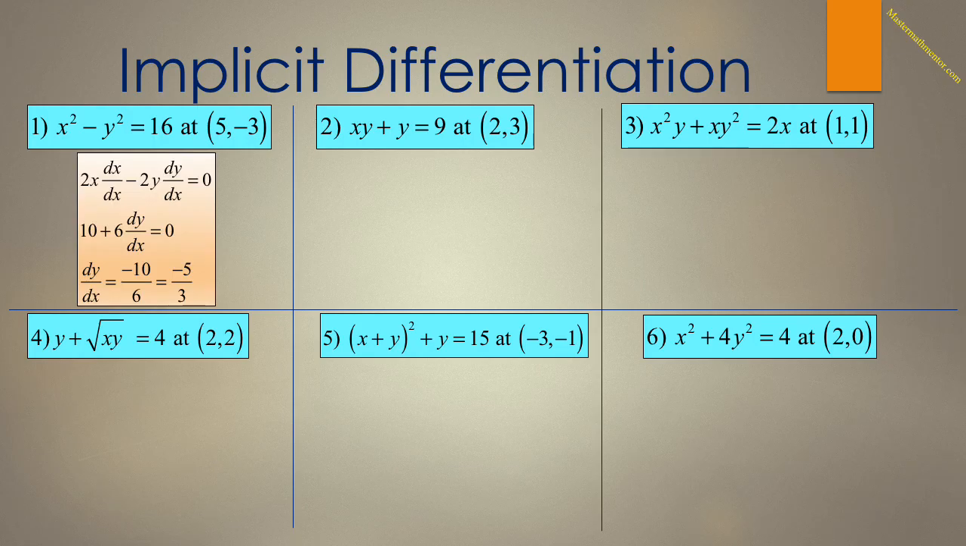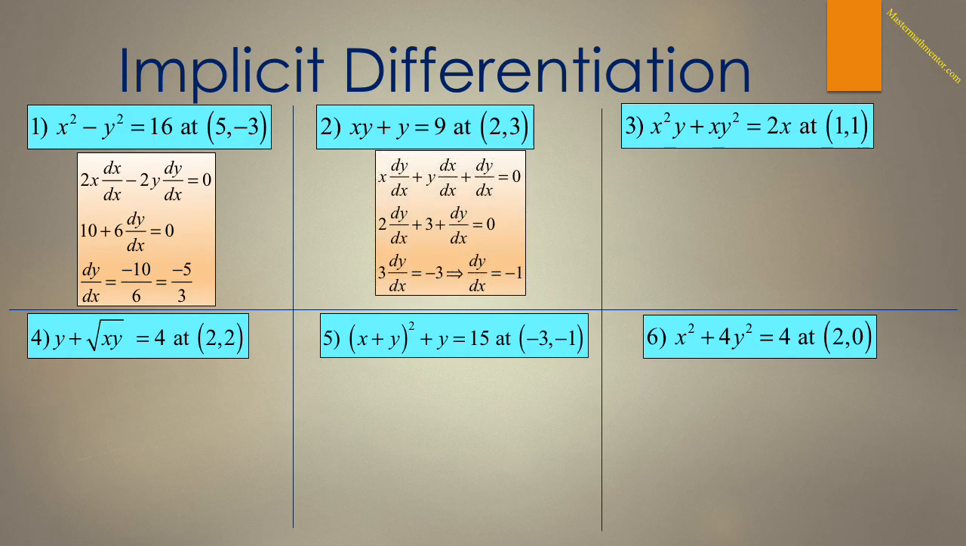In problem 1, we have x squared minus y squared equals 16 at the point (5, -3). Differentiating implicitly, we get 2x dx/dx minus 2y dy/dx equals 0. Since dx/dx is equal to 1, we plug in the point (5, -3), getting 10 plus 6 dy/dx equals 0, and dy/dx is equal to -5/3.